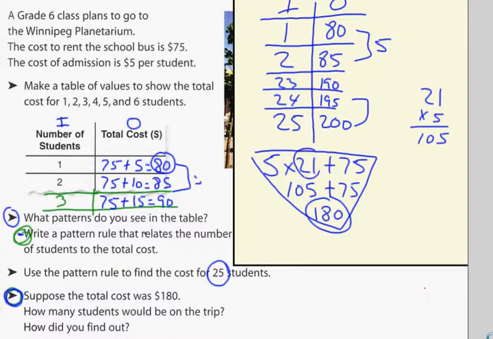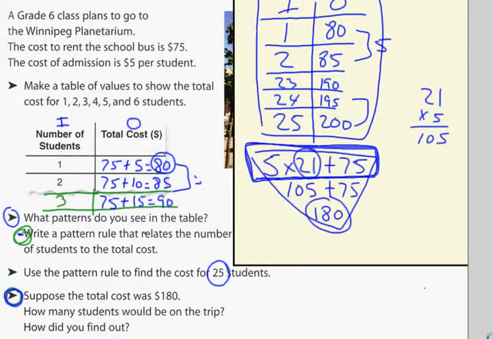there's 21 students, alright? So, it's not that hard to kind of use your pattern rule and the mathematical equation that goes with it. That will help you kind of do a little guessing and testing. Or you can use your chart. If you use your chart, you could extend your chart all the way down until you hit $180, and it would tell you exactly how many students would be there.